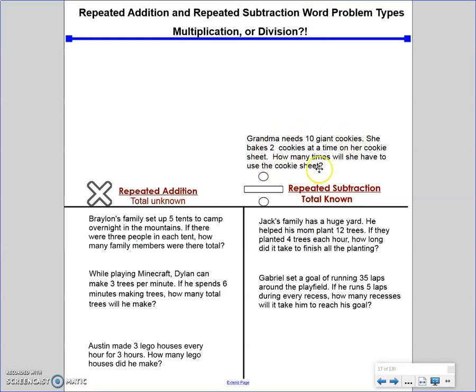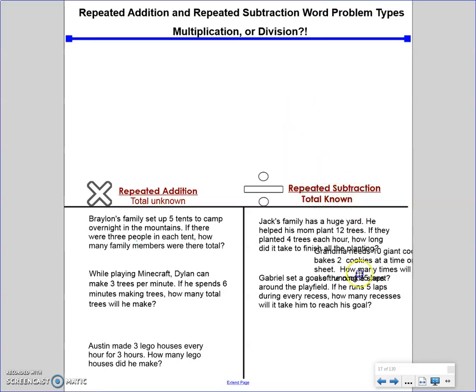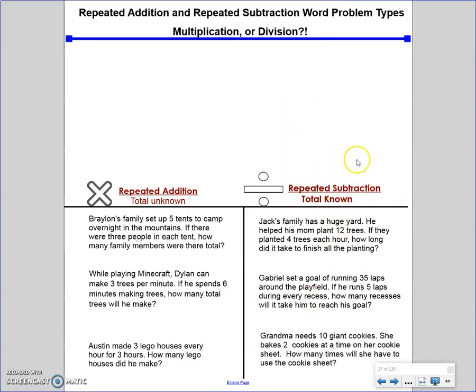What about this last problem? Grandma needs 10 giant cookies. She makes 2 cookies at a time on her cookie sheet. How many times will she have to use the cookie sheet? Is that repeated addition or repeated subtraction? I agree. It's repeated subtraction division because we know the total amount.